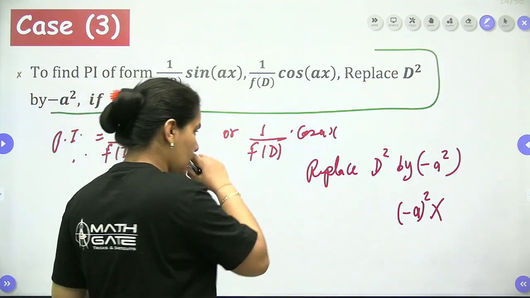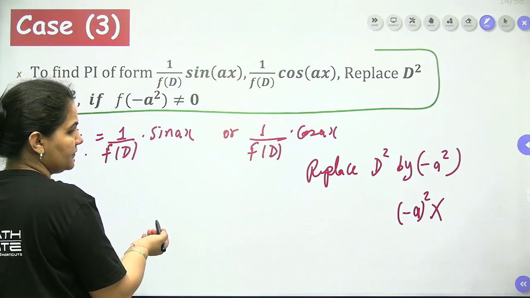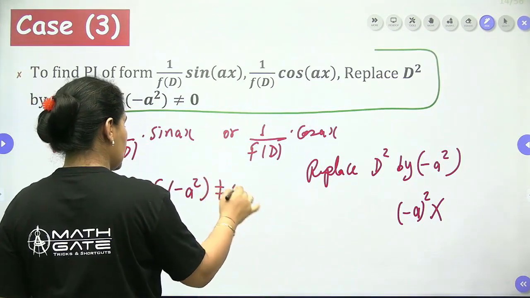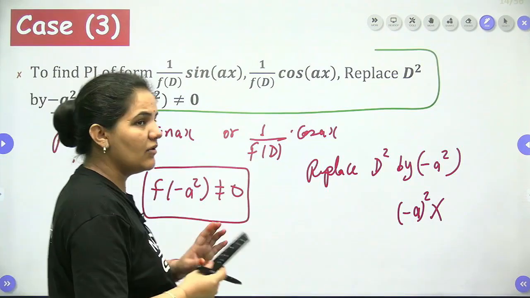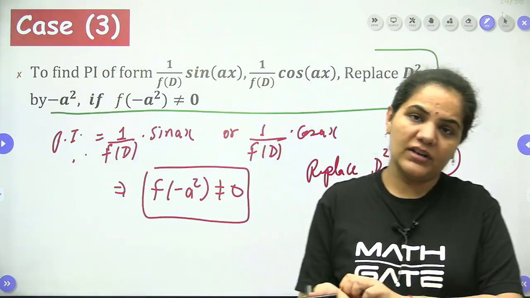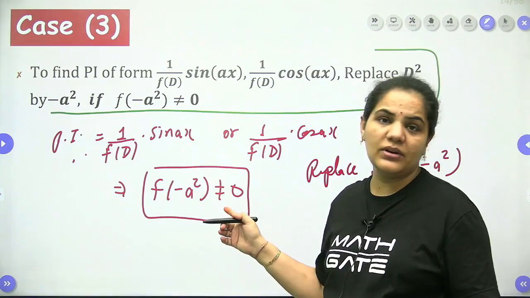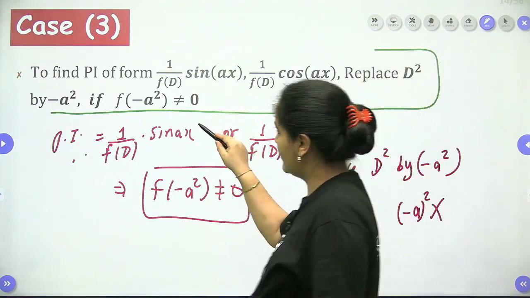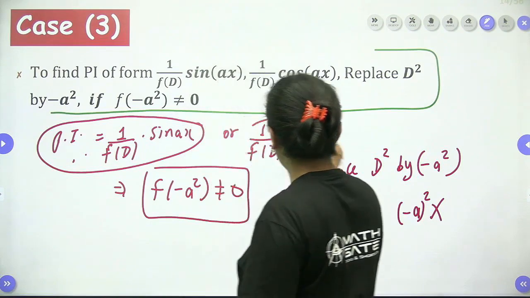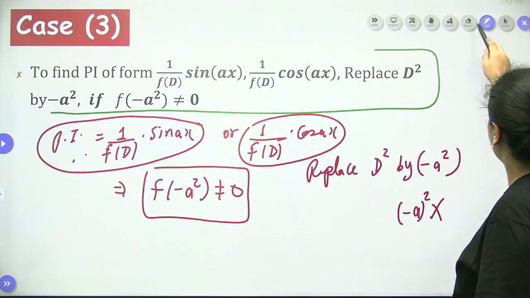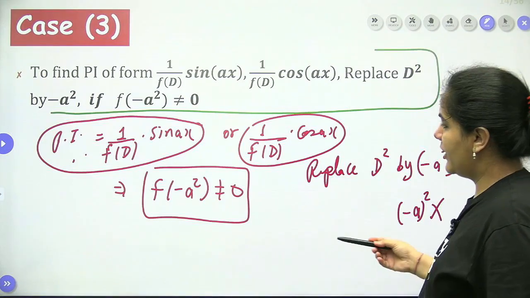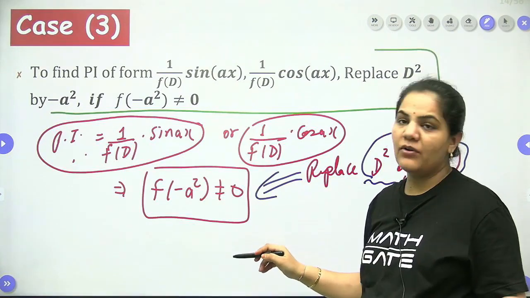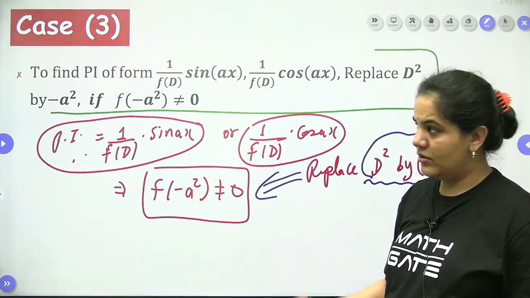It's only possible when f of minus a square is not equal to 0. Remember, when it's equal to 0, it will not approach, guys. So the result: the question is 1 by f(D) into sine of ax, or 1 by f(D) into cos of ax. Then we can directly approach, my dear students. We have to just replace D square by minus a square only. It is possible when f of minus a square is not equal to 0.